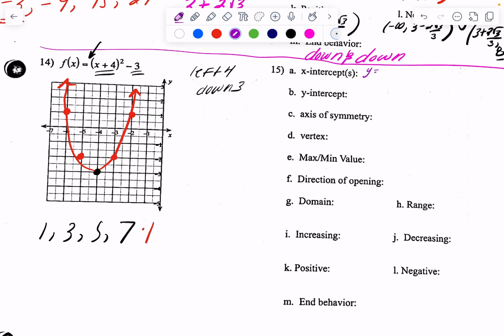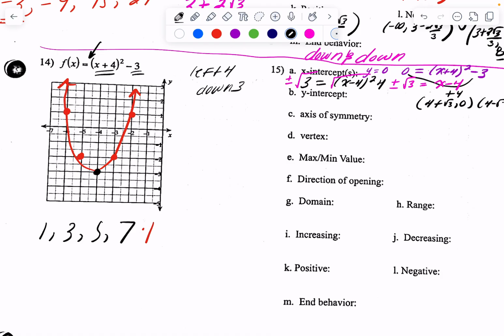X-intercepts are when y equals 0. So we say 0 equals x plus 4 squared minus 3. From here, we add 3. So we have 3 equals x plus 4 squared. We then square root both sides. Put a plus and minus. So we have plus and minus the square root of 3 equals x plus 4. Remember, square root of 3 is just a decimal. So we'll subtract 4. So there it is. Our x-intercepts are -4 plus root 3 comma 0 and -4 minus root 3 comma 0.